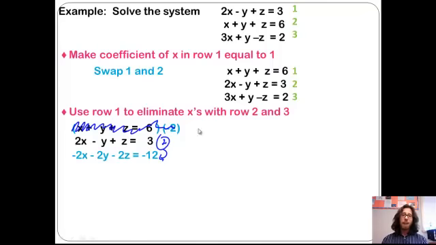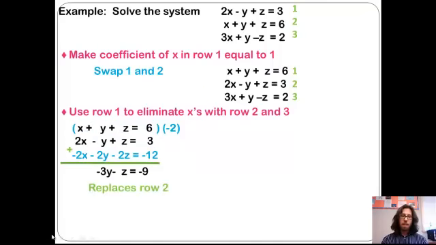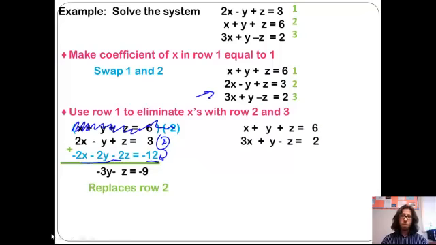Now, what we're adding here, you shouldn't even think of it as part of the system. Just think of it as we're adding something, and we can add anything we want as long as the two sides are equal, so that we can eliminate variables. And that's going to give us a new row 2. Now we're going to do the same thing here. It's going to replace row 2.